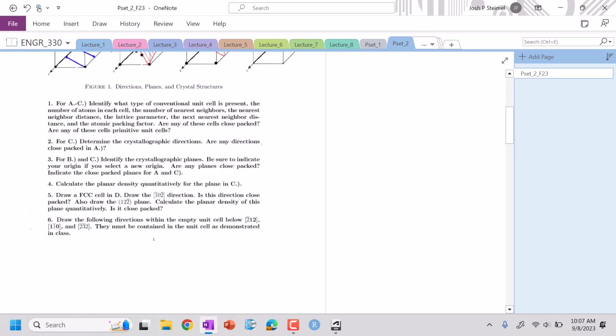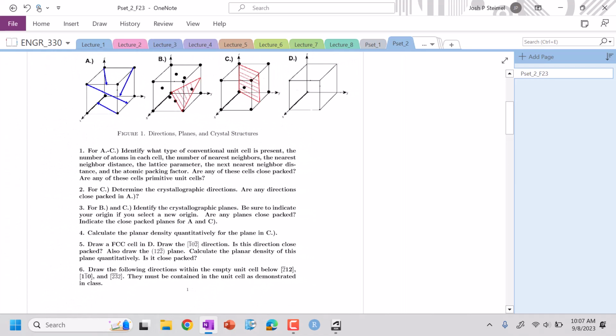All right. Now, so we've got the directions. Are any directions close packed? No, because they're not. The only close packed directions are 1, 0, 0 for simple cubic. All right. For B and C, identify the crystallographic planes. So here, I'm going to have to reset the origin. I'm going to choose this as my new origin. My x-axis is new here, y here. So my x-intercept is 1, my y-intercept is minus 1, and this is a half. So it's going to be 1, 1 bar, and then 2 for this.